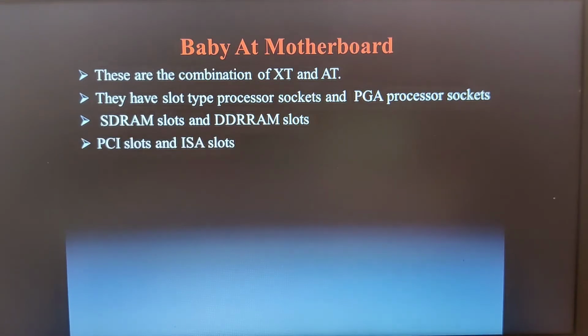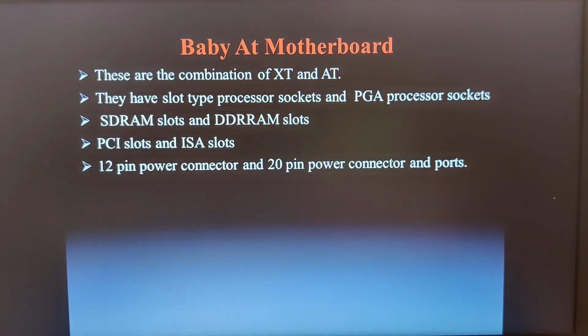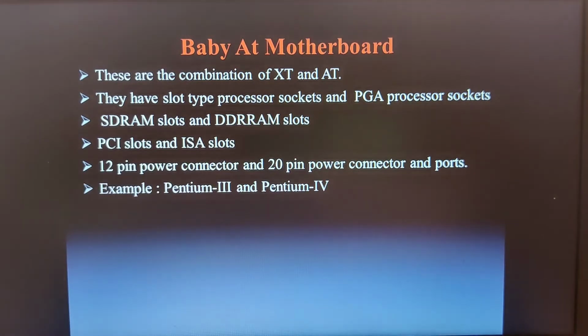Then it has the PCI slot, the ISA slot, plus a 12 pin power connector as well as a 20 pin power connector, and it has ports. The ports are there to connect external devices or external peripheral devices to your computer system. So the baby AT motherboard provides the ports. Examples are Pentium 3 and Pentium 4 for the baby AT motherboard.